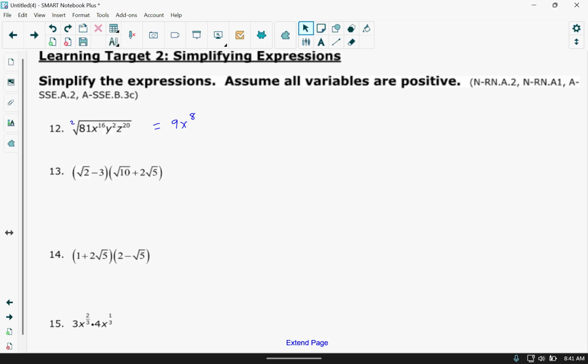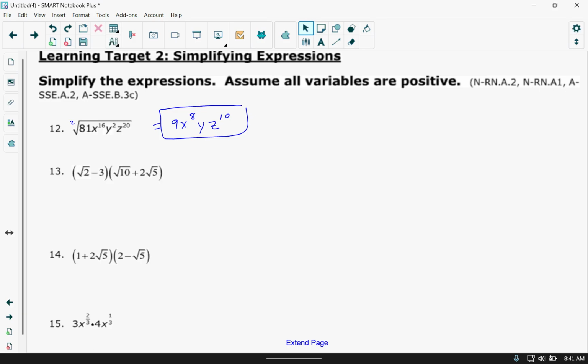2 goes into y squared once with no leftovers. And you can put y to the first power, but I don't ever usually write the 1. And then 2 goes into z to the 20th 10 times. So this problem doesn't have any leftovers, so we're just going to be left with 9x to the 8th, y, z to the 10th.